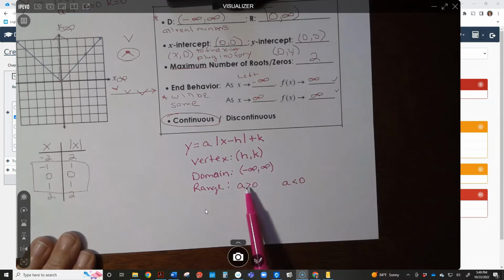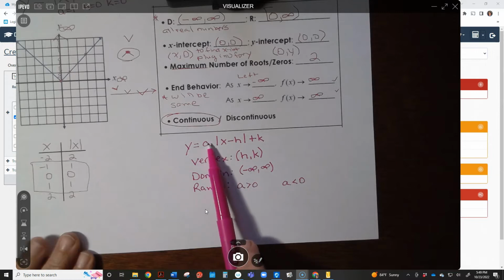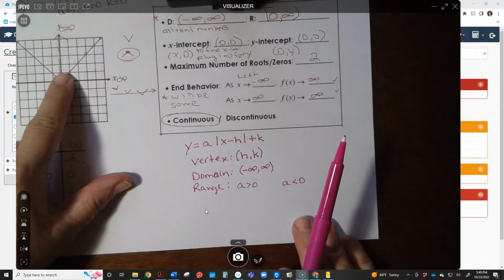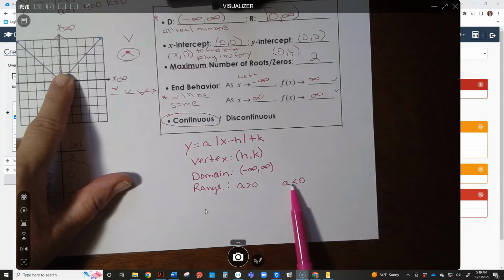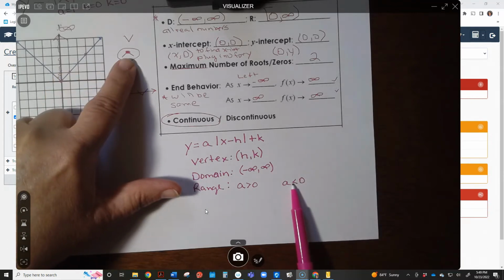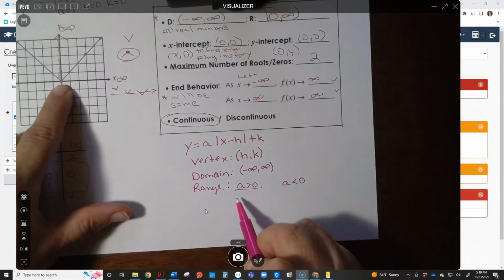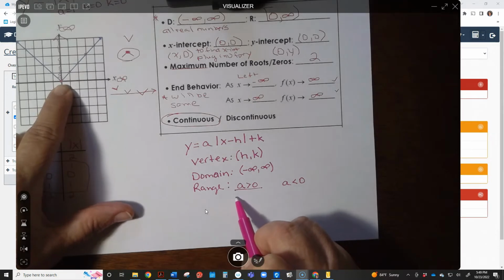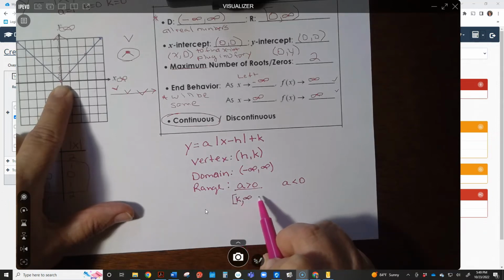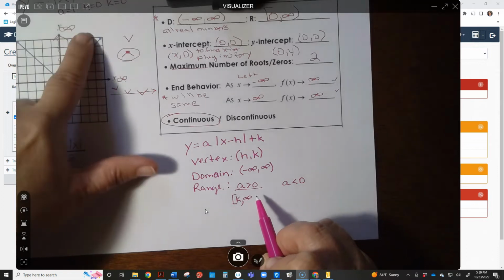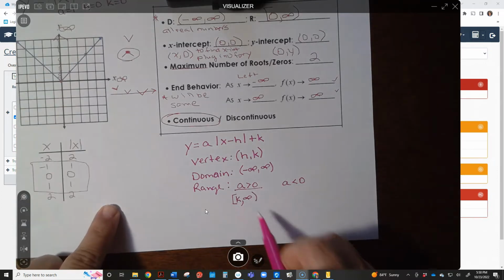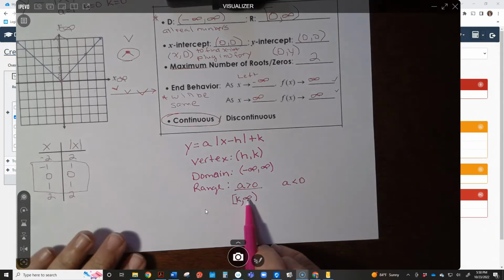And then your range is going to be changed by two things. It's going to be changed by your k, and it's also going to be changed by whether or not your a is a positive number, which gives a graph opening up, or a negative number, which means the graph is opening down. If your a is positive and your graph is opening up, then your k value is where your range starts. It's going to start at k, and it's going to stop at positive infinity.